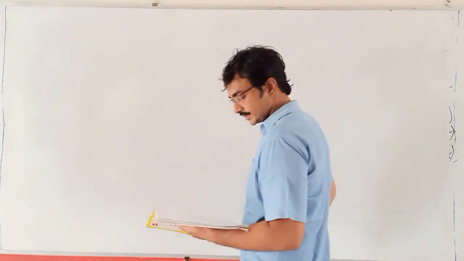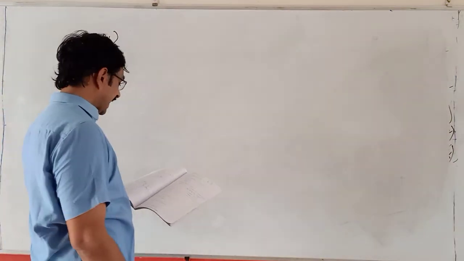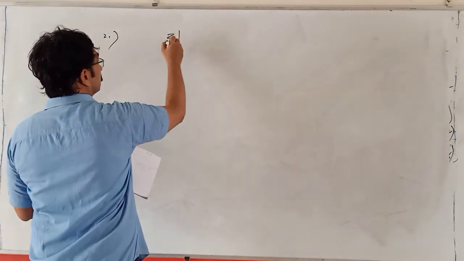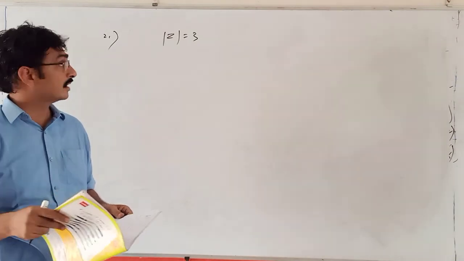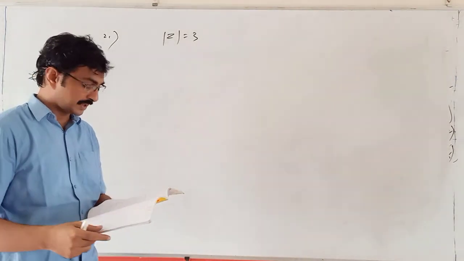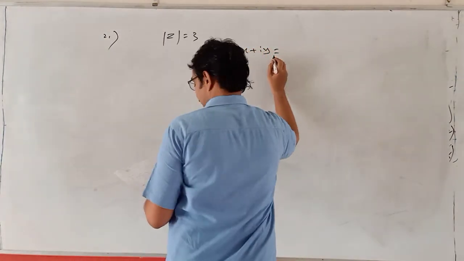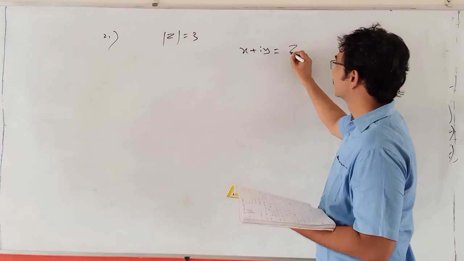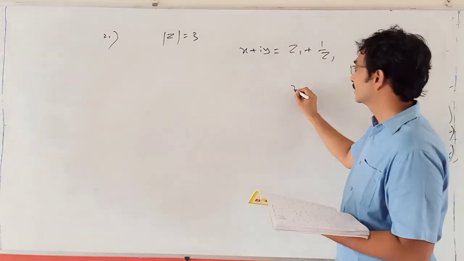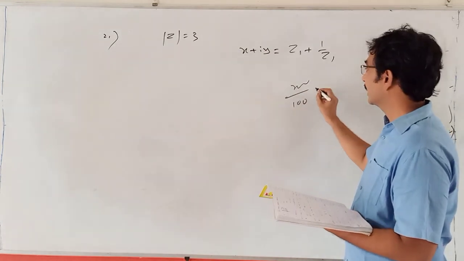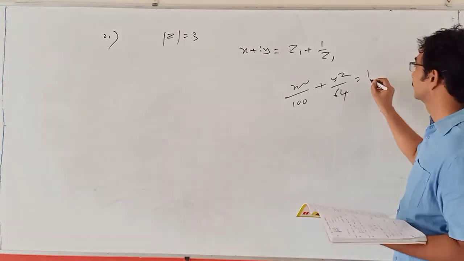See, last one. If Z1 lies on the circle mod Z equal to 3, and x plus iy equal to Z1 plus 1 by Z1, such that x square by 100 plus y square by 64 equal to 1 by k, then find k.